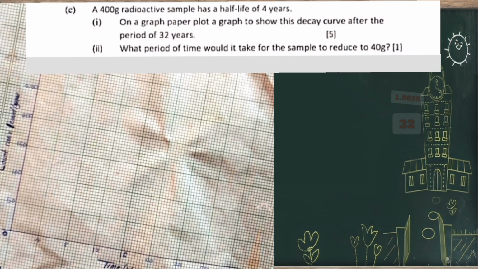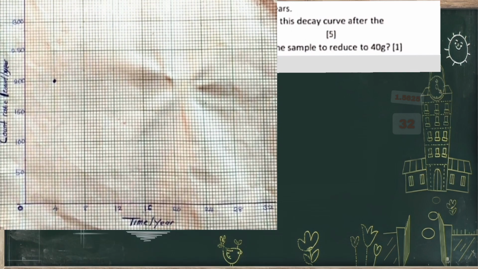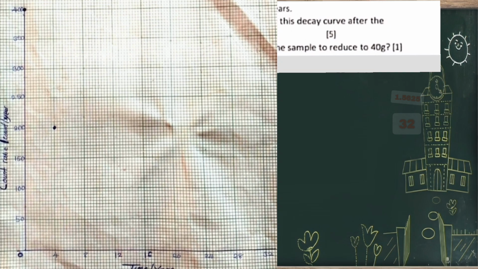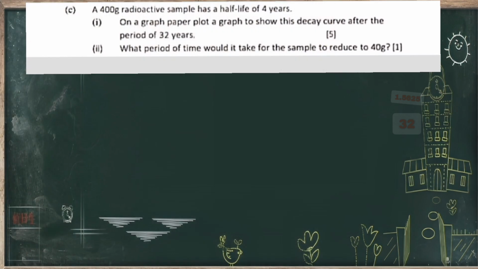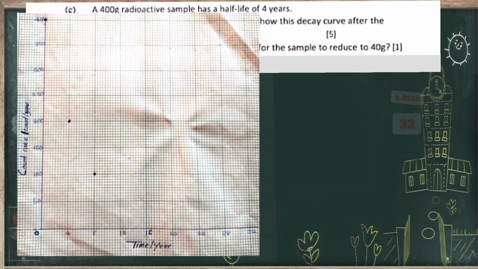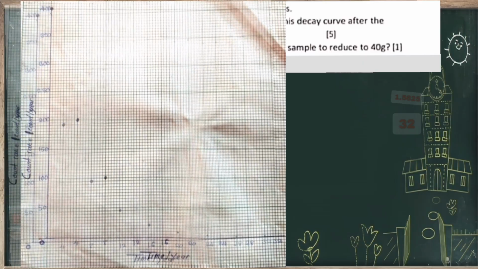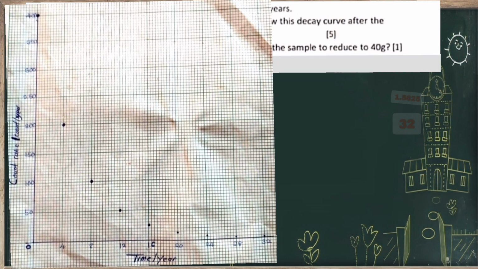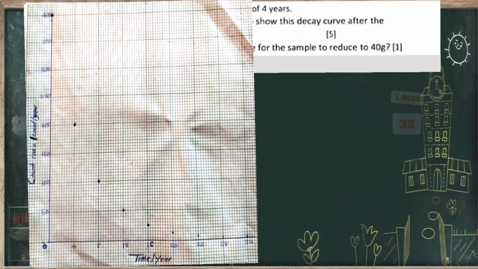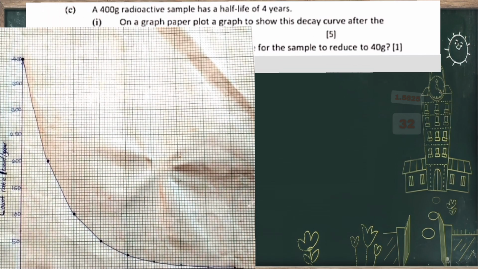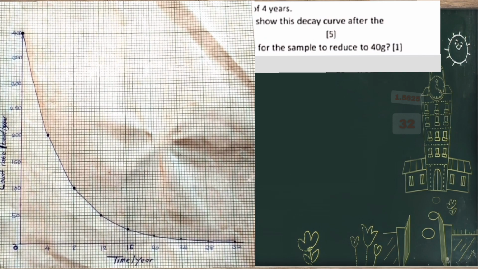Okay. Then the next one, we are having 200 grams, comma 4. So 200 grams, comma 4 is going to be here. Then the next one, we are having 100, comma 8. And it is going to be here. Okay, so let me just finish it. So how this graph is going to look is like this, okay? So after that, I need now to join the points by using the free hand.